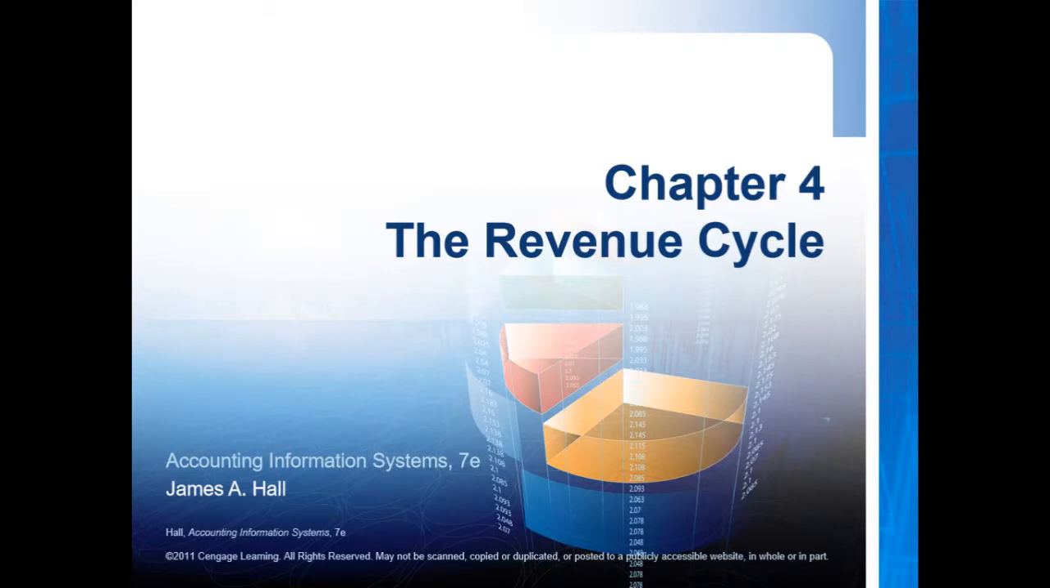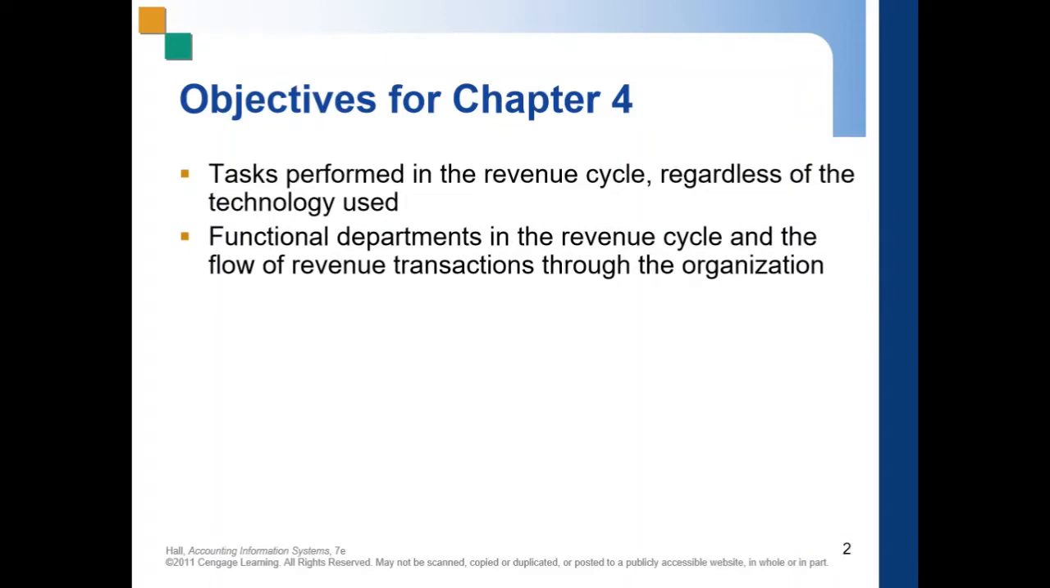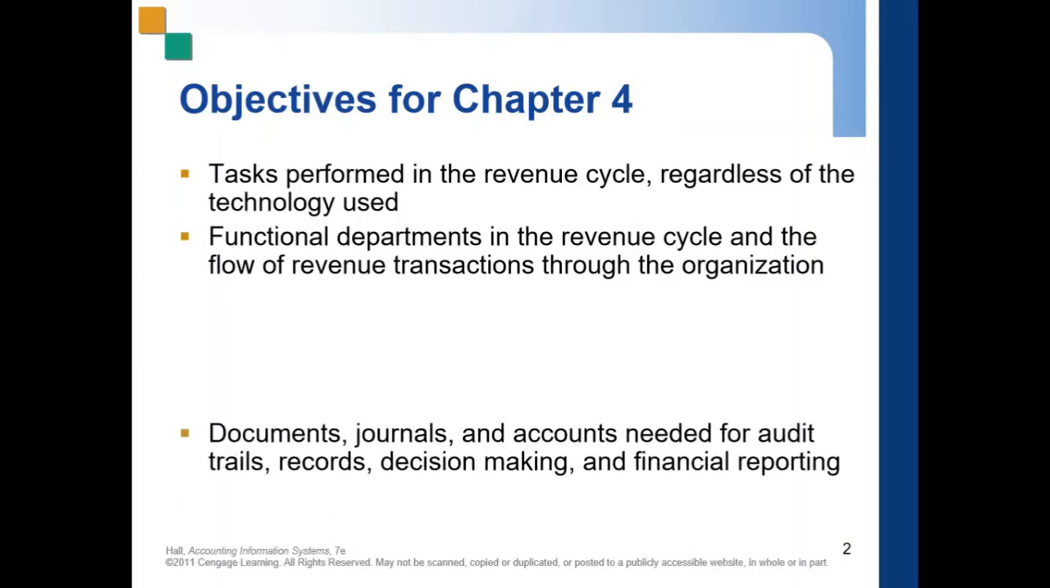Now, what are our objectives for this chapter? First is to understand the fundamental tasks performed in the revenue cycle regardless of the technology used. Second, to be able to identify the functional departments involved in revenue cycle activities and trace the flow of revenue transactions through the organization. Third is to be able to specify the documents, journals, and accounts that provide audit trails, promote the maintenance of historical records, support internal decision-making, and sustain financial recording.